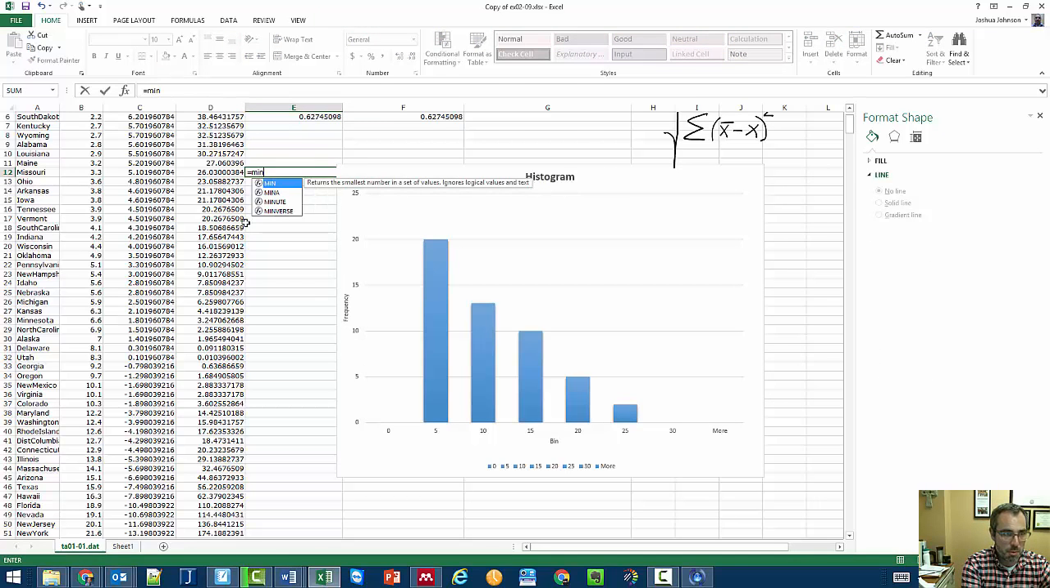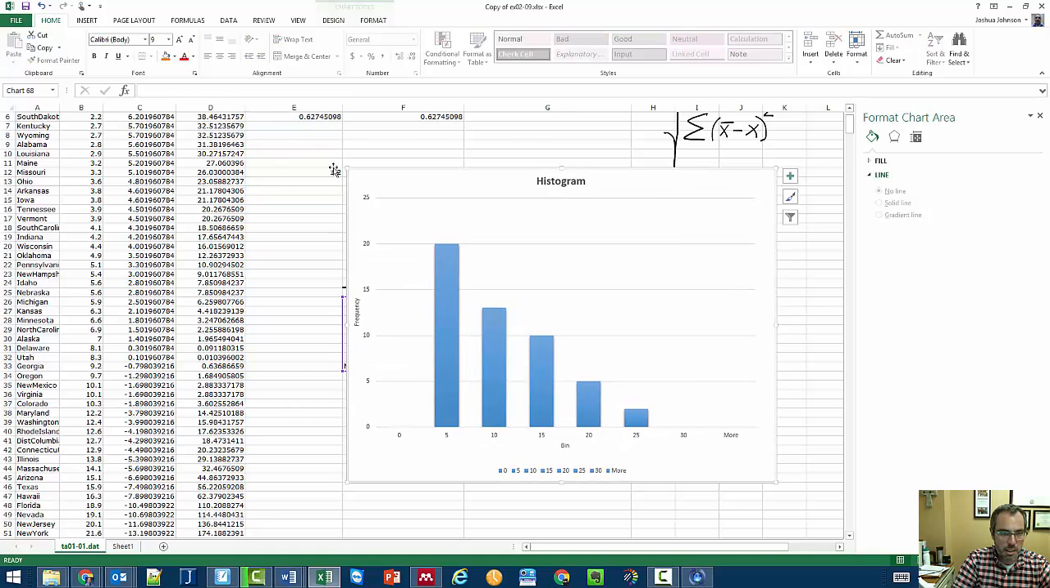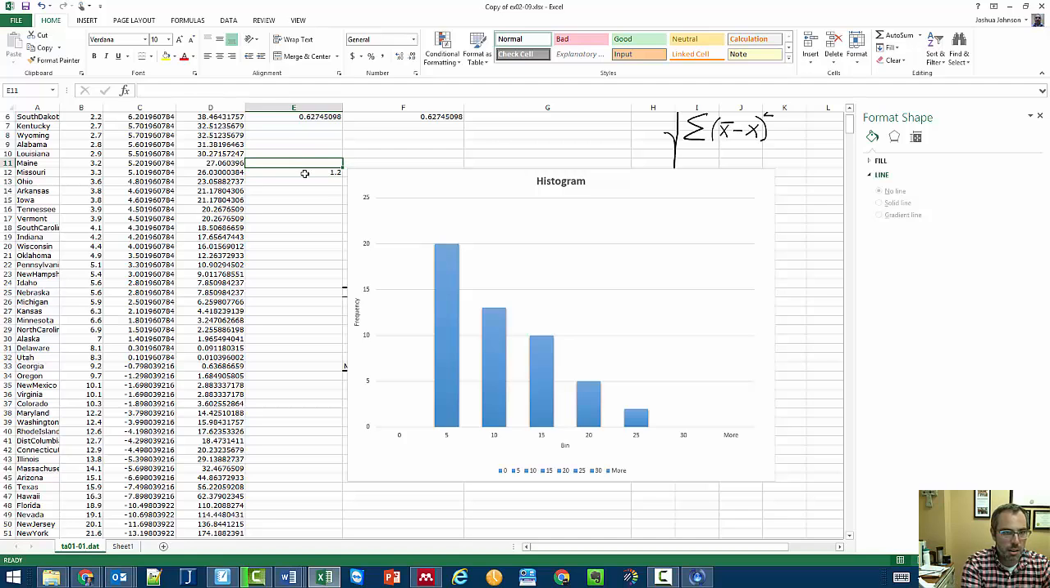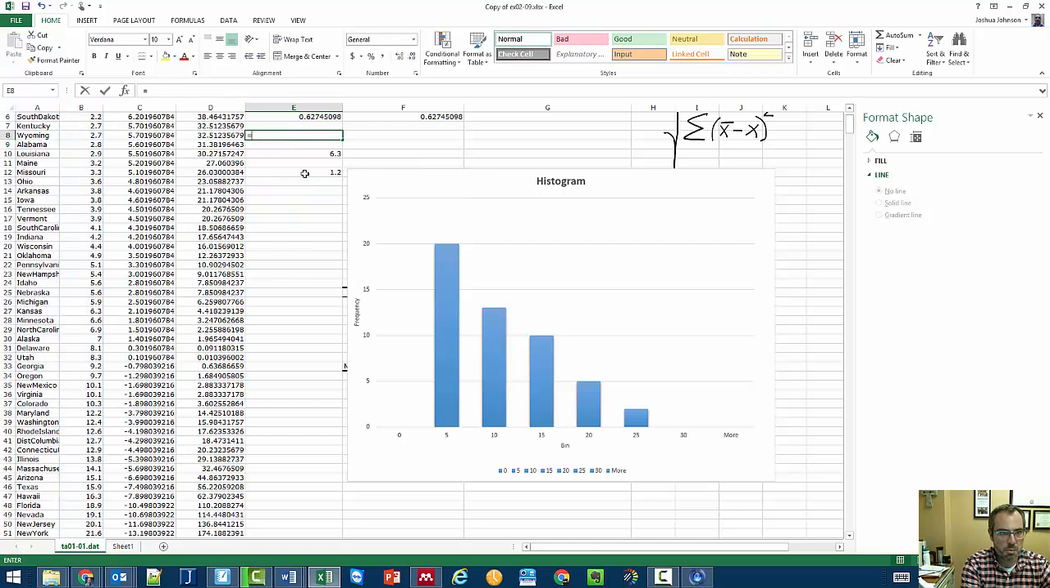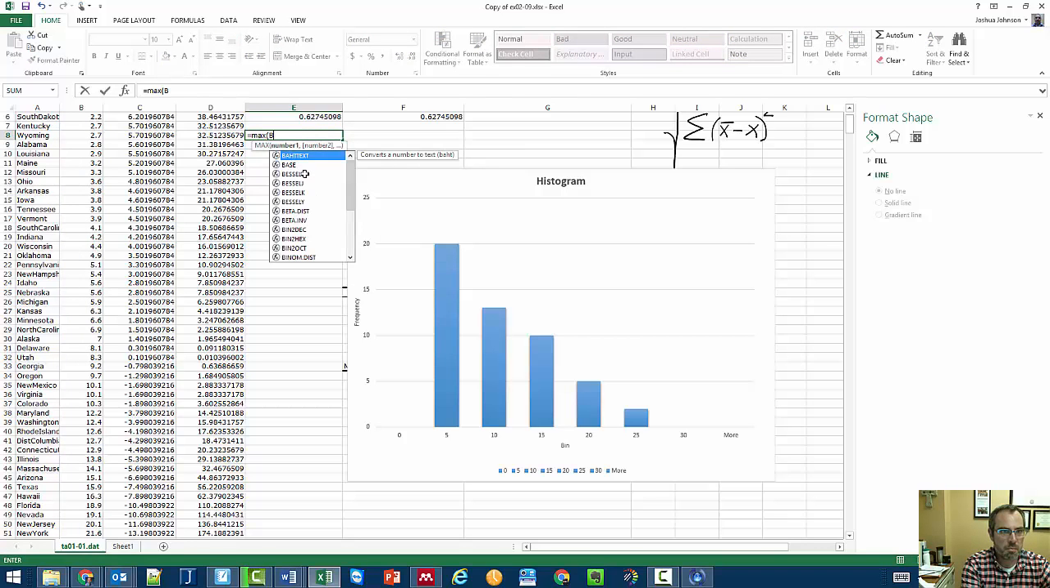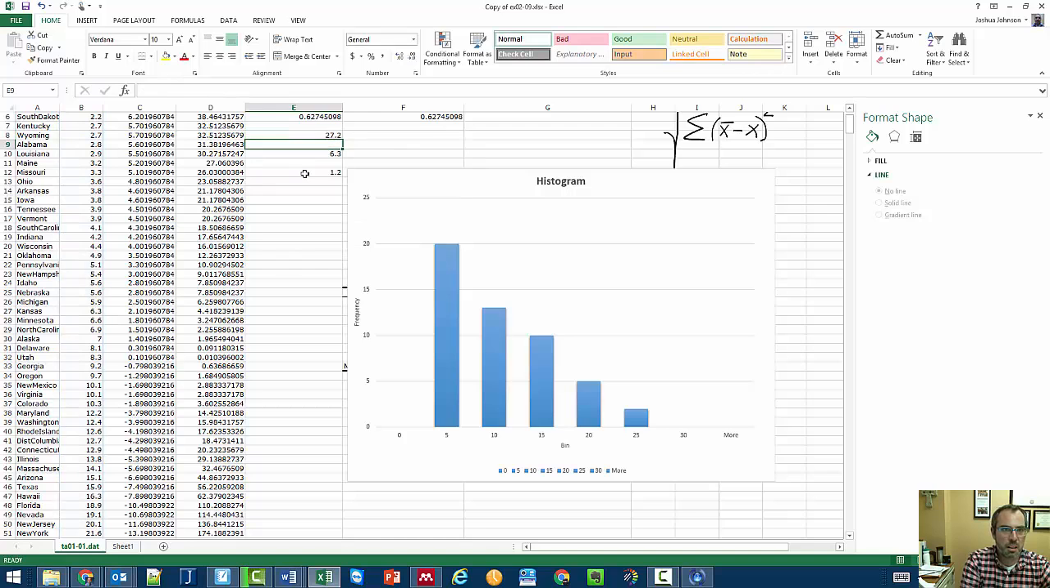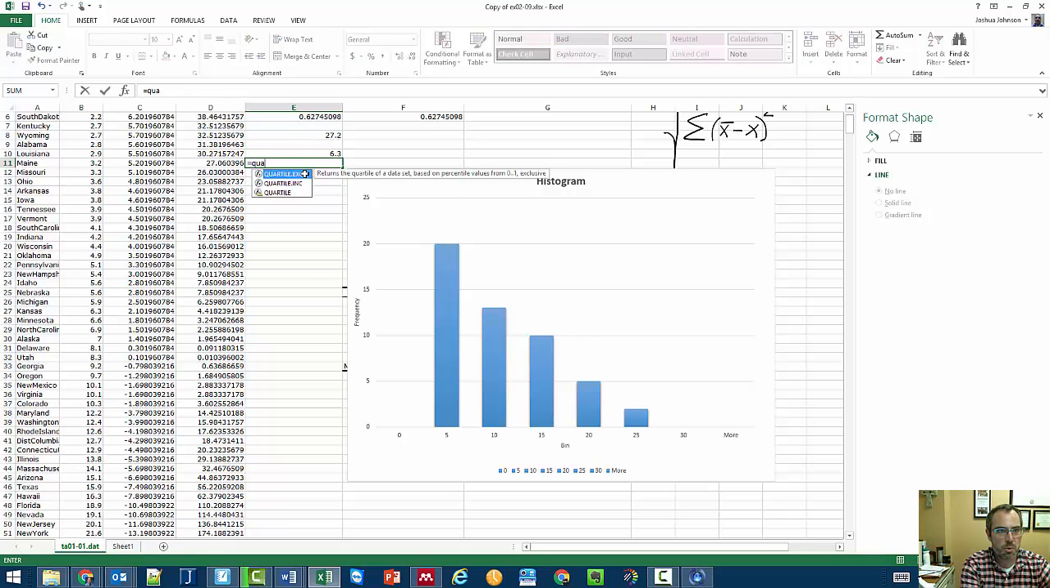So here I want the minimum of column B. Oops, and let's just slide this over just a little bit so we can see that. So there's my minimum. I'm going to do the median, I'll put it right here, equals the median of column B. And here's the maximum of column B.